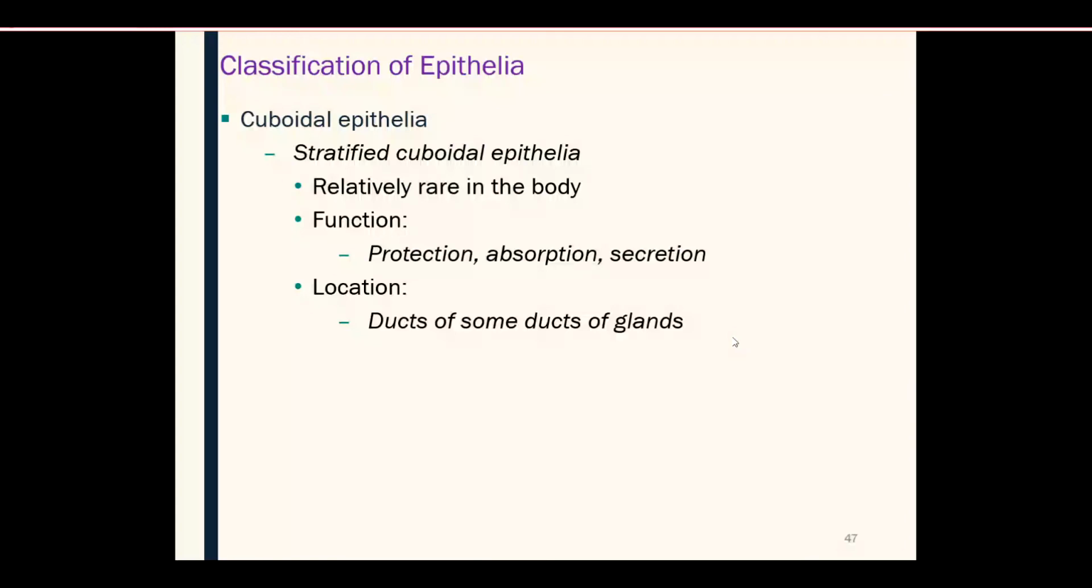There's another type of cuboidal known as stratified cuboidal. I put it down here. It's relatively rare in the body. We see them in some of the ducts of glands, like a sweat gland. So you don't really see them too much in the body, but they're also involved with protection. Again, anytime you see stratified, think protection. They do some absorption and some secretion also.